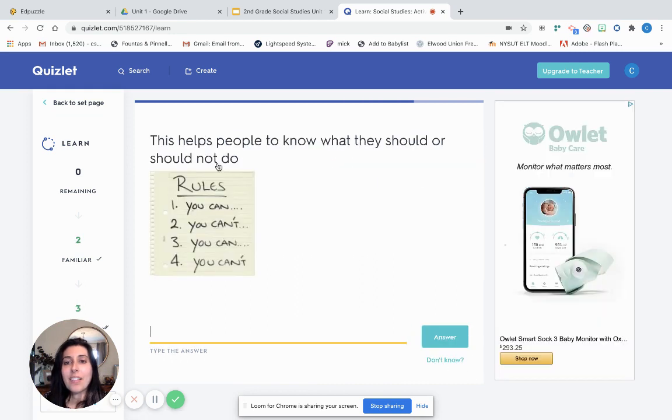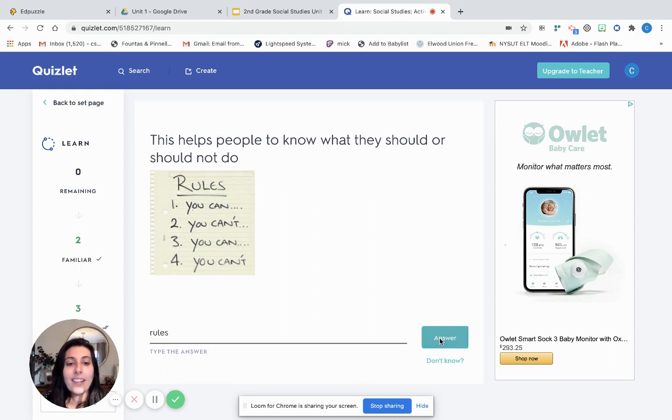Correct. Now, this helps people to know what they should or should not do. Call it out in 3, 2, 1. Did you say rules? Let me write that and see.